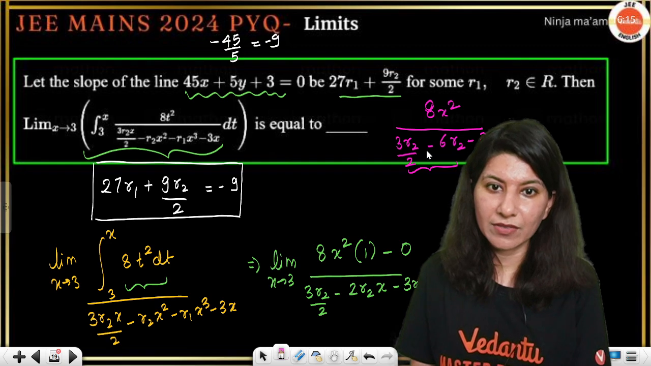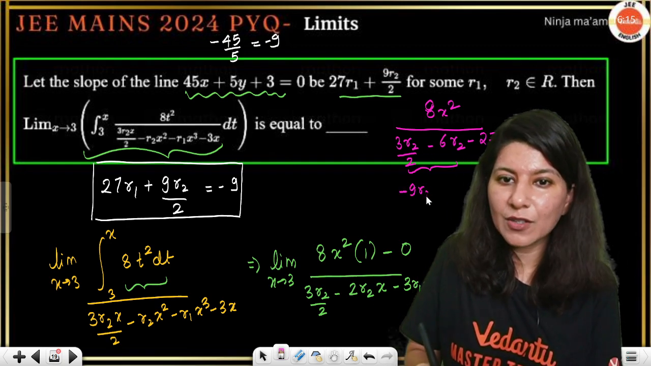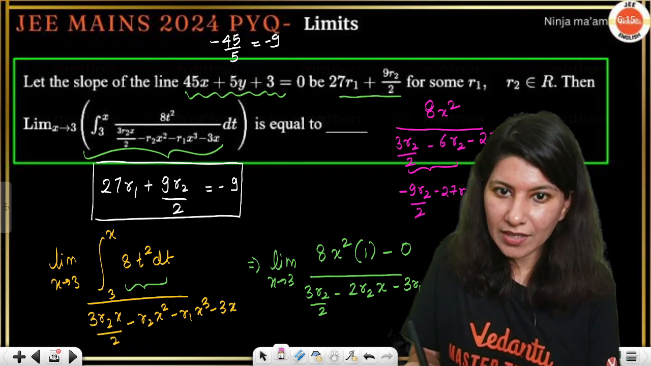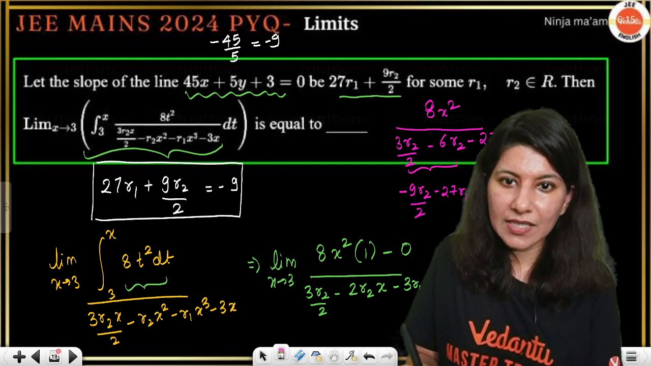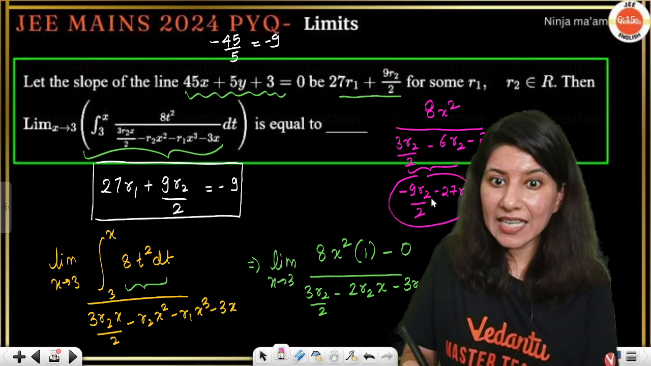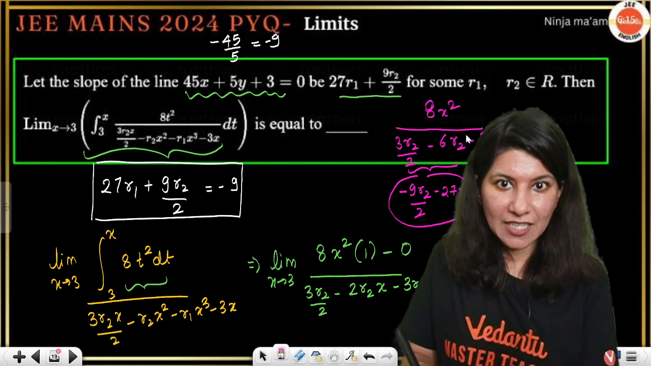6 2s are 12. So this is actually, 6 2s are 12. Now minus 9r2 minus upon 2 minus 27r1, and this is happening minus 3. So this is your plus 9. 9 minus 3 is what? Your denominator is 9 minus 3, which is 6.